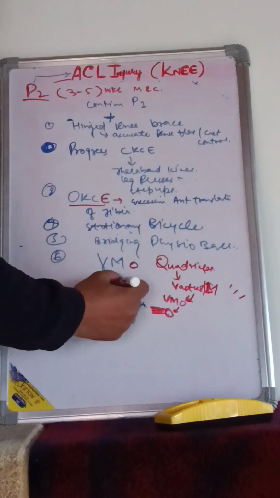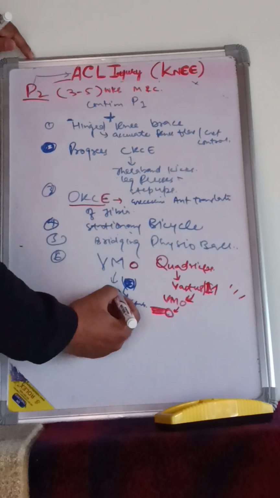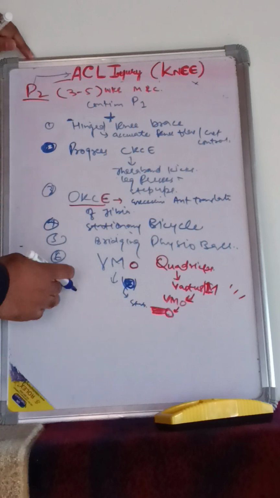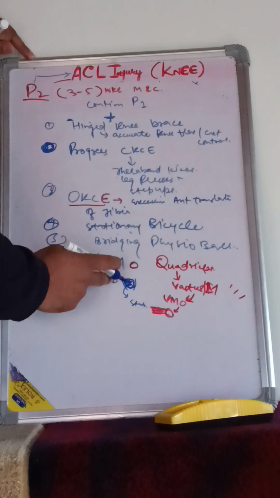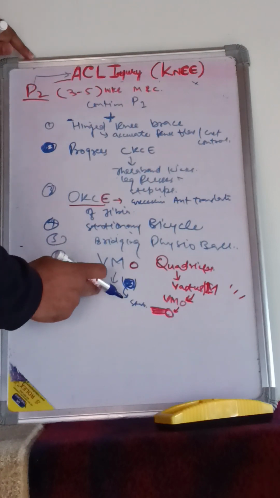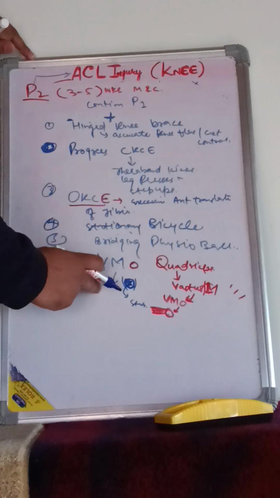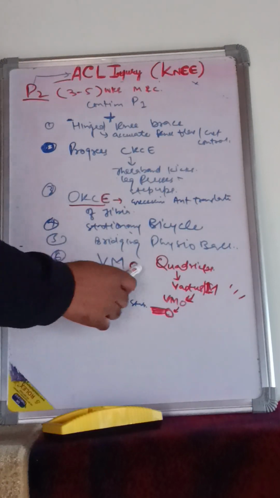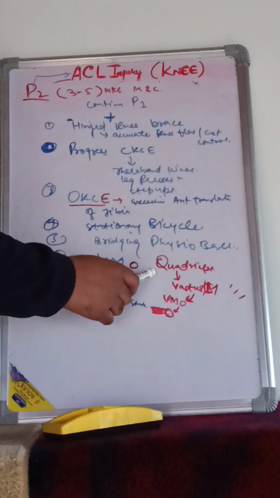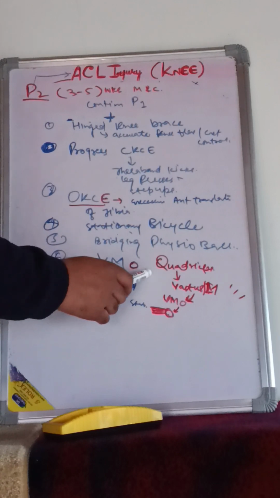Its exercise is very simple. You just sit on the chair, evert your foot and do extension of the knee. It will strengthen the vastus medialis obliquus. It is also the terminal extensor of the knee and also the medial stabilizer of the knee.